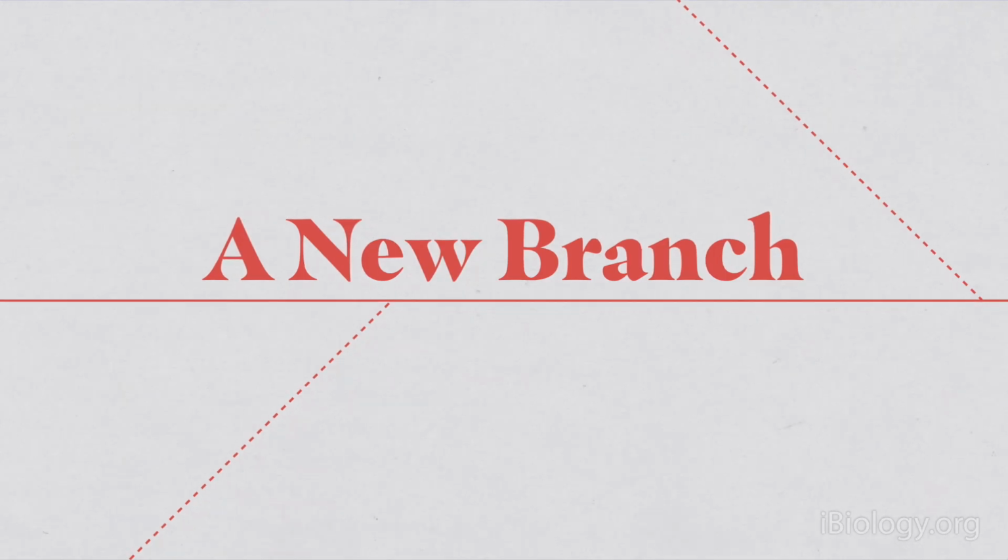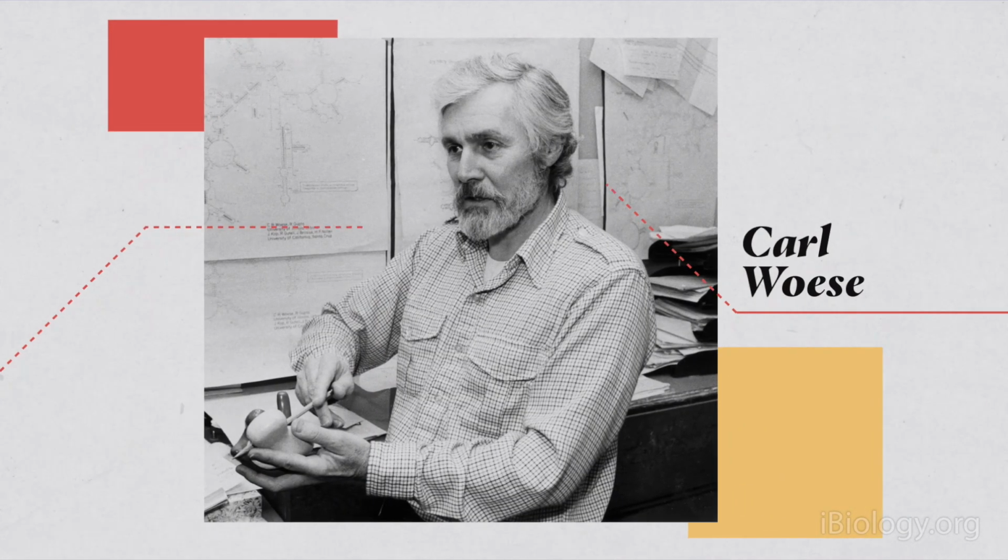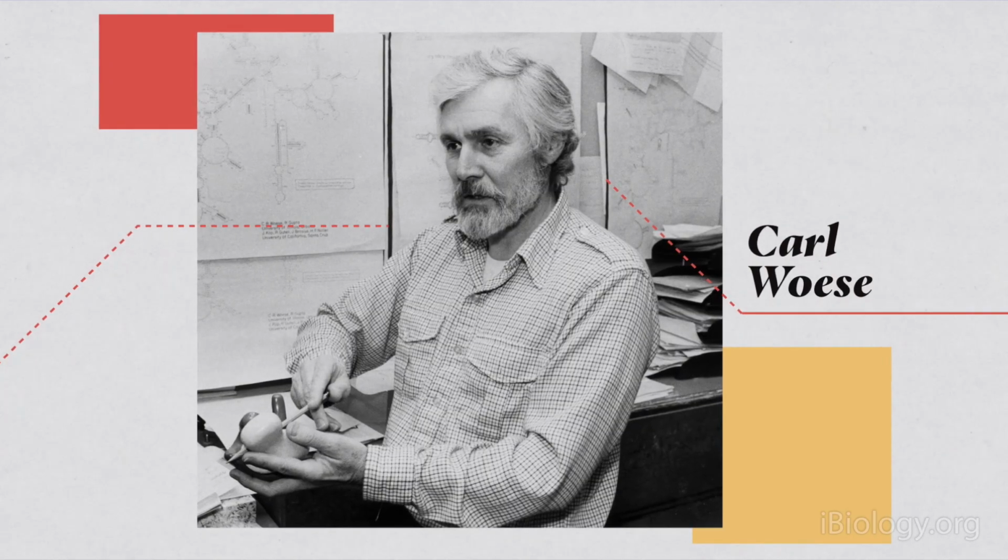In 1977, Carl Woese at the University of Illinois wanted to use not just how organisms look, their morphology, as a way to understand how they related to each other, but to look at parts of their genetic material, their DNA, to make these evolutionary connections.